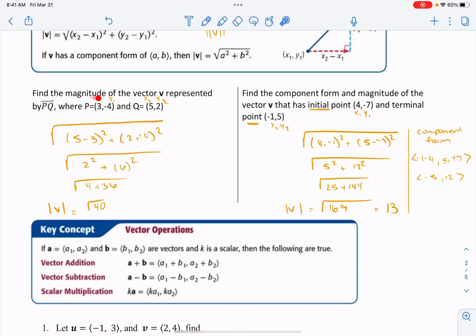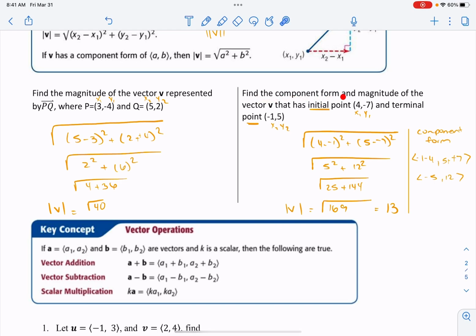So here, find the magnitude of the vector, and they give us the 2 points. So we're going to do head minus tail, so 5 minus 3 squared plus 2 minus a negative 4 squared. That becomes a positive. So I get 2 squared here, 6 squared here. So 4 plus 36, I get 40. So the square root of 40 is our magnitude. Let's try the next one.